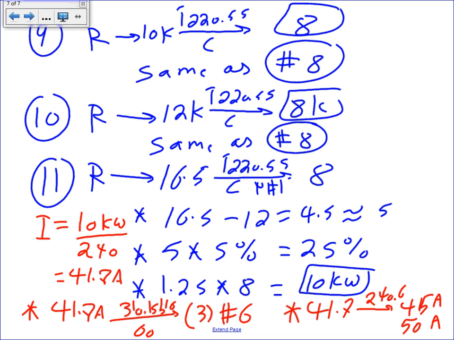Can the 50, Chris, protect number 6? If you look, number 6 can give me 55, and my overcurrent device is 50. Am I okay? Yep. My conductor can give me 55 amps, and my overcurrent protection device is 45. That's okay? Okay, so either one of these would work.